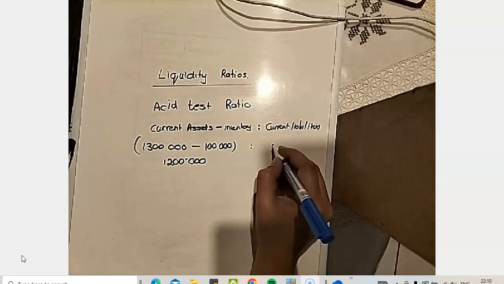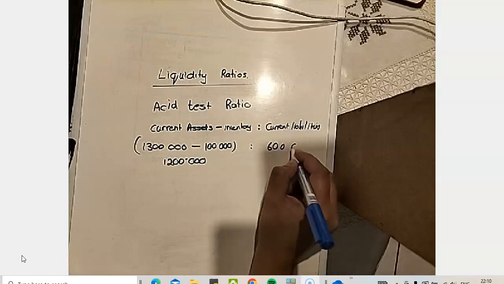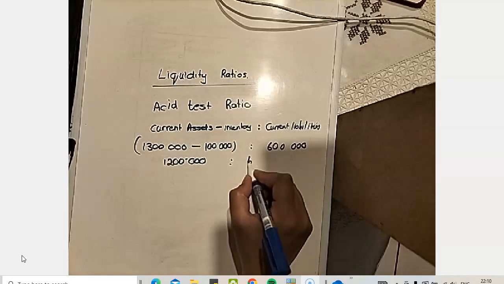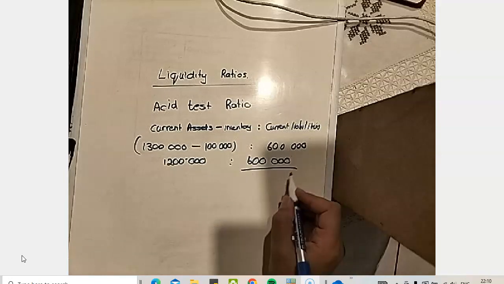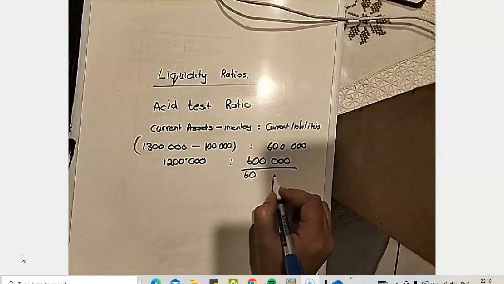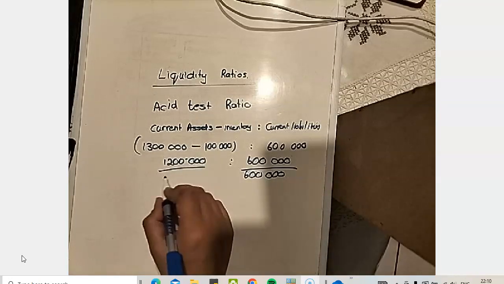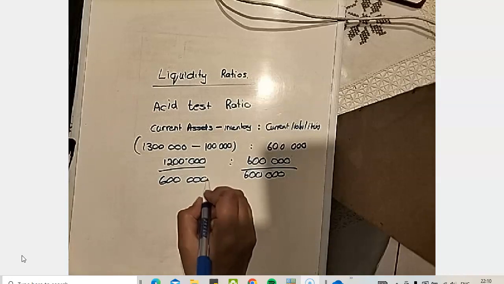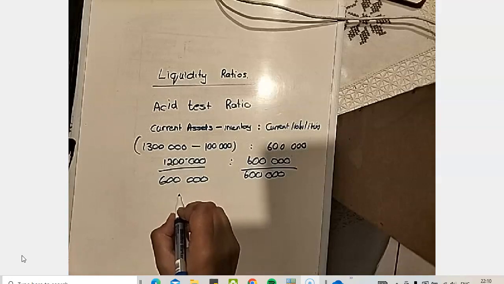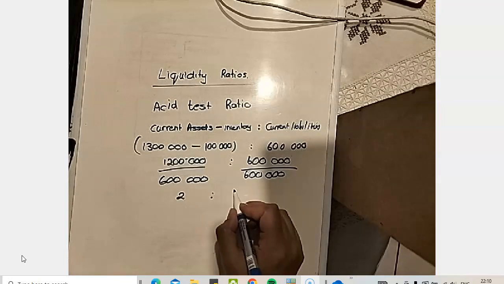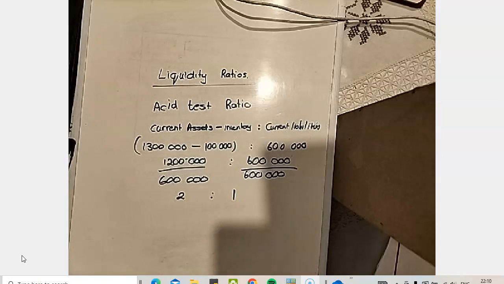And the ratio of 600,000. So it means 600,000. Remember, your current liabilities needs to be 1, so you have to divide with your current liabilities of 600,000, and 600,000 on your current assets minus your inventory, so you will get 2 in ratio of 1. That means you can cover your liabilities 2 times with your assets.